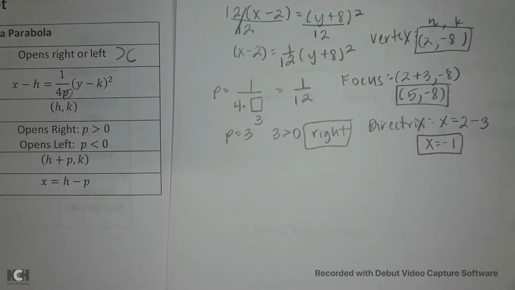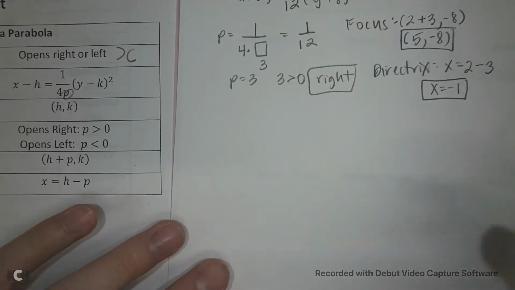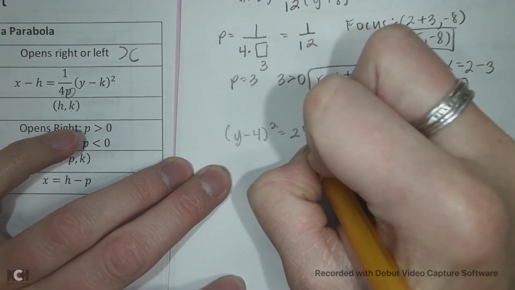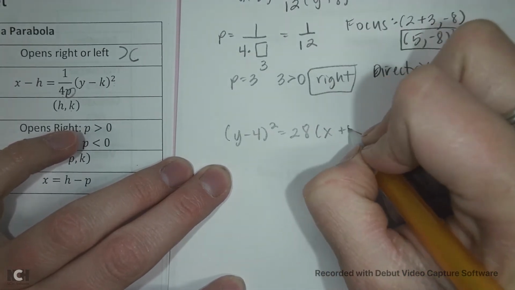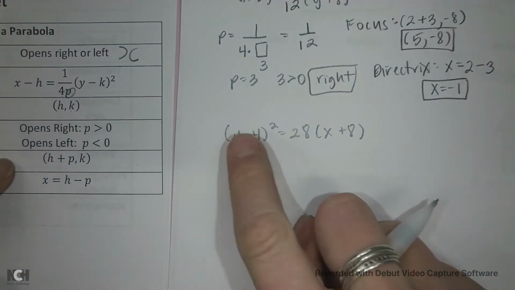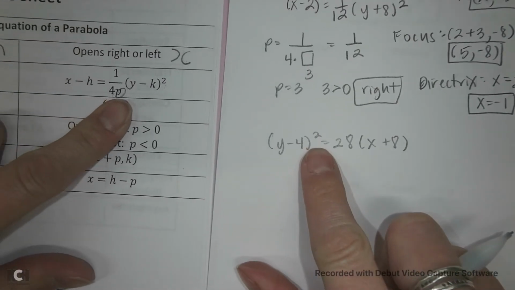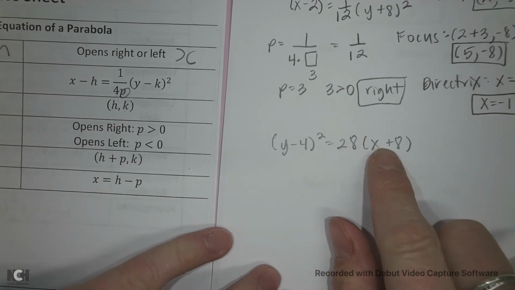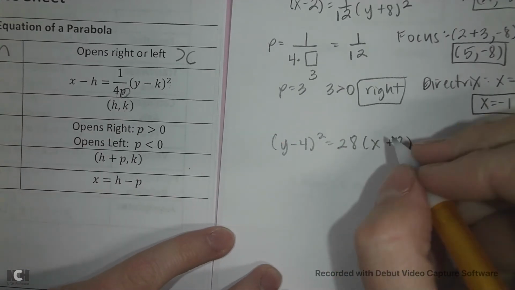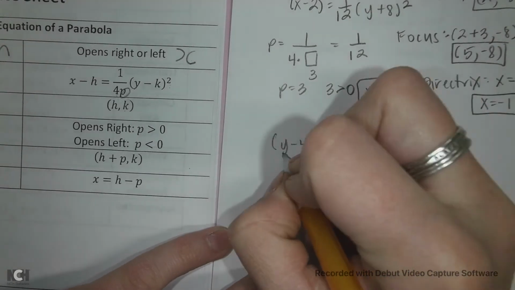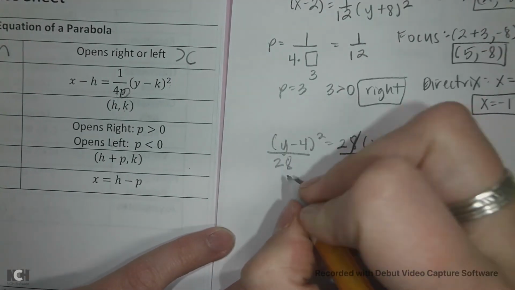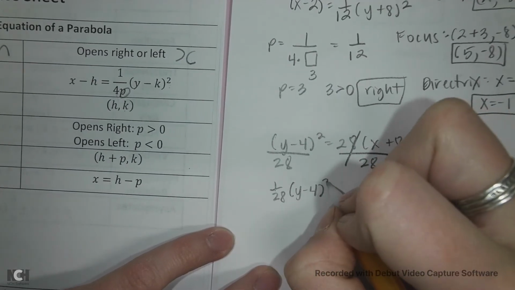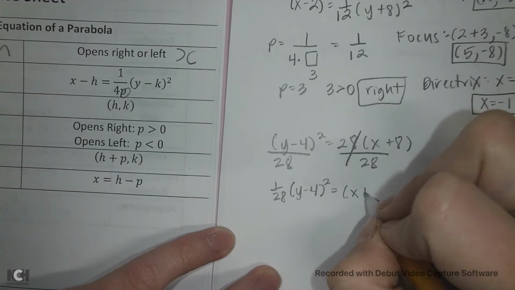Okay, let's do another one. Here we go. So this problem, we have y minus 4 squared equals 28 times x plus 8. Okay, so since my y is squared, we're again going to use the left-hand side of the table, and again, I do not want my 28 on the right. I want him over here with my y, sorry. So we're going to divide each side by 28. So we have 1/28 times y minus 4 squared equals x plus 8.